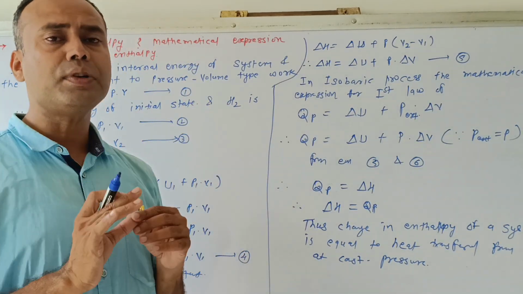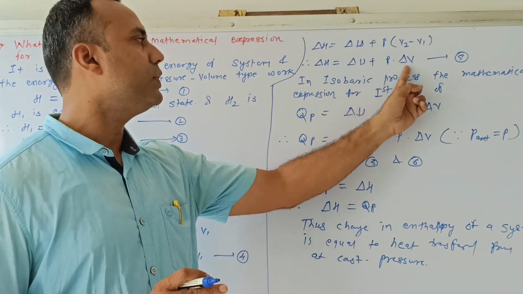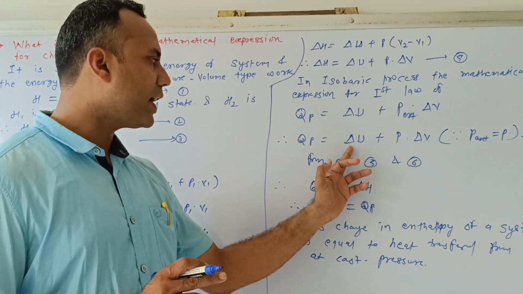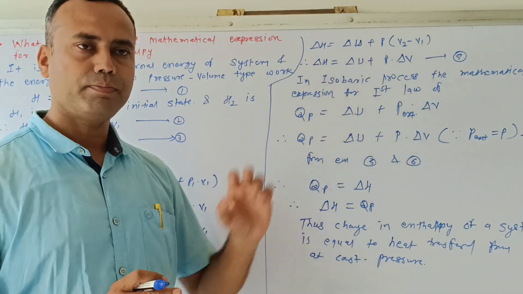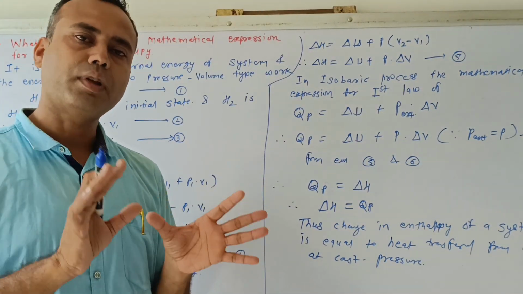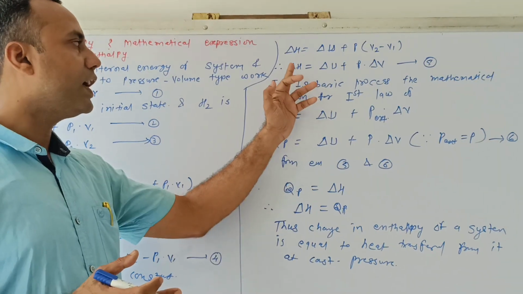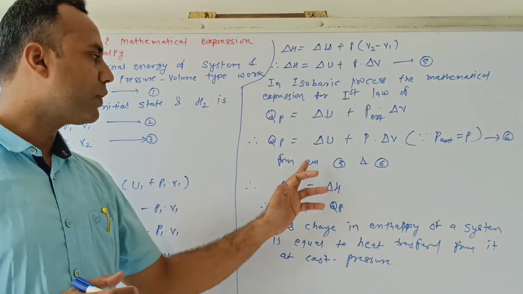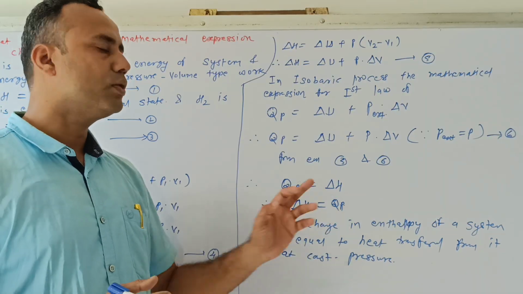अब इक्वेशन 5 और 6 की राइट हैंड साइड देखिए. 5 की राइट हैंड साइड क्या है? डेल्टा U plus P into डेल्टा V. 6 की राइट हैंड साइड क्या है? डेल्टा U plus P into डेल्टा V. दोनों की राइट हैंड साइड सेम. इसका मतलब लेफ्ट हैंड साइड भी सेम होगी. इसका मतलब QP is equal to डेल्टा H और डेल्टा H is equal to QP. From equation 5 and 6, QP is equal to डेल्टा H और डेल्टा H is equal to QP.